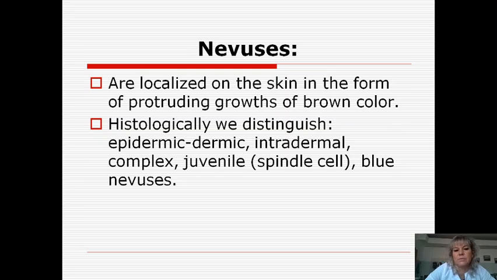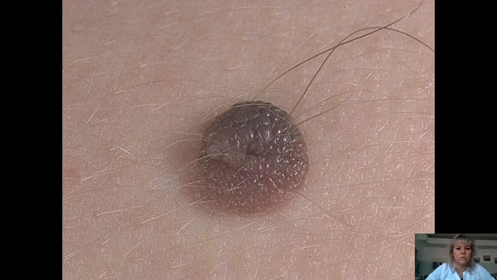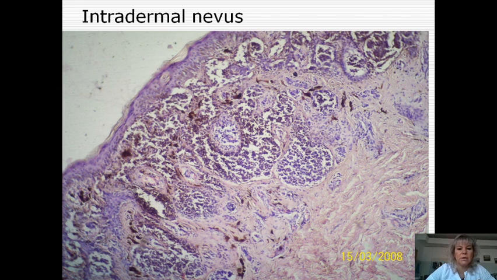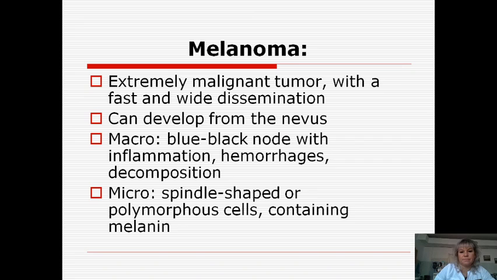What about nevuses? They are localized in the skin in the form of protruding growth of brown color. Histologically, we distinguish epidermic, dermic, intradermal, complex, juvenile spindle cell, and blue nevuses. In this photo, you can see the anatomical picture of nevus. Histologically, growth of nevus cells with melanin. In this photo, you can see intradermal nevus.